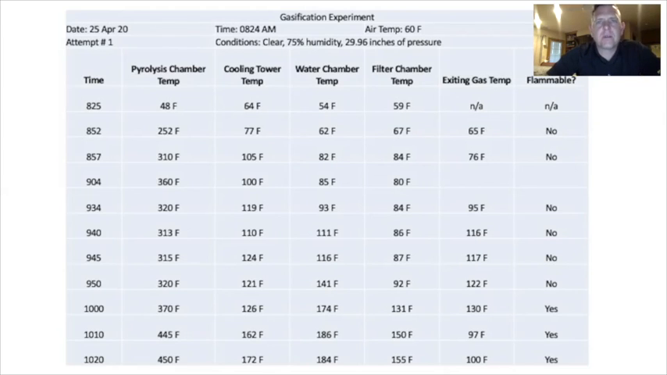At 9:50 to 10 o'clock, there was a drastic increase in the temperature of the filter chamber. This was due to the water chamber bubbling over the exit port and hot liquid being passed into the filter chamber. It was also at 10 o'clock that the system began producing flammable gas inconsistently for the next 20 minutes.